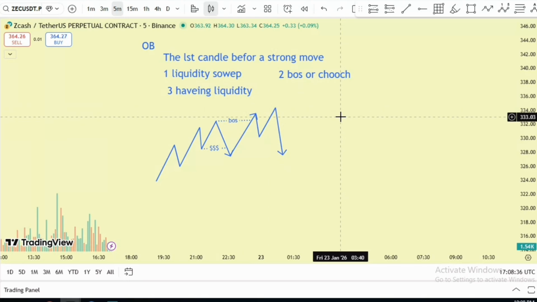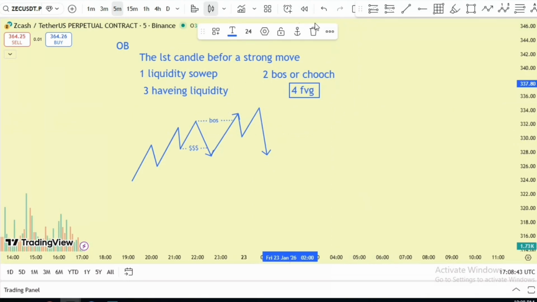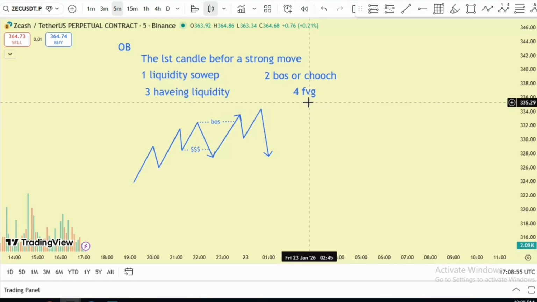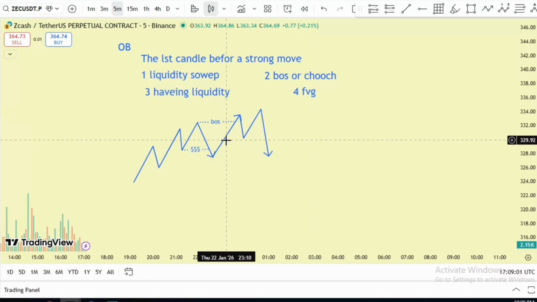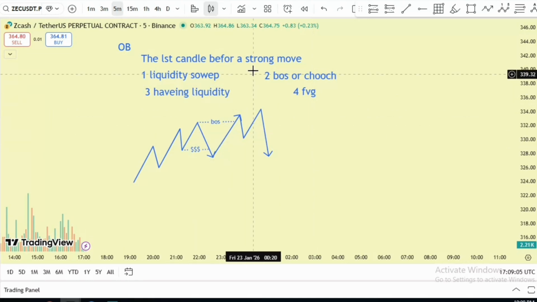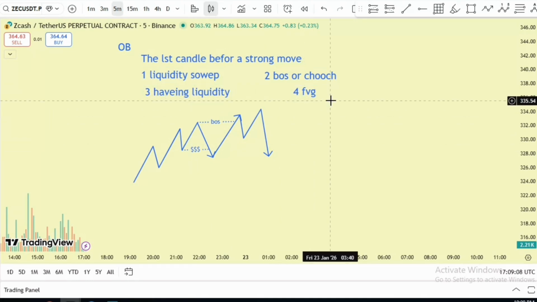And what is the fourth one? The fourth one is to have the FVG. If the order block has an FVG, or fair value gap, here or here, that order block will be a great order block for us. And all of these four conditions are necessary. If we can find them in an order block, it will be a great order block.